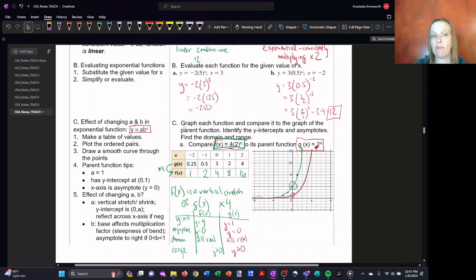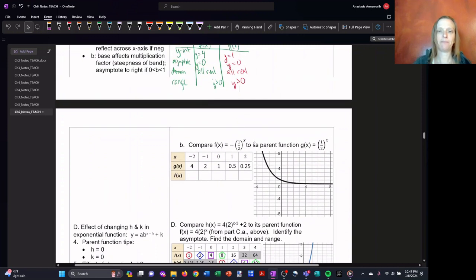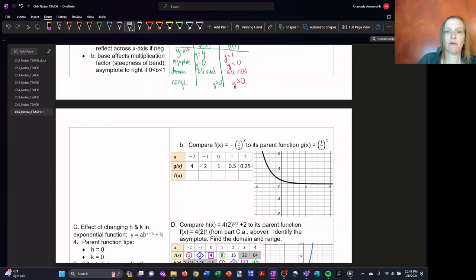So let's do another example of graphing a function and comparing it to its parent function. This time, we're going to graph f of x equals negative (1/2) to the x power. And that negative happens after the 1/2 is raised to the x power. It's outside the parentheses. And we're going to compare this to the parent function that doesn't have the negative sign out front. g of x is (1/2) to the x power.